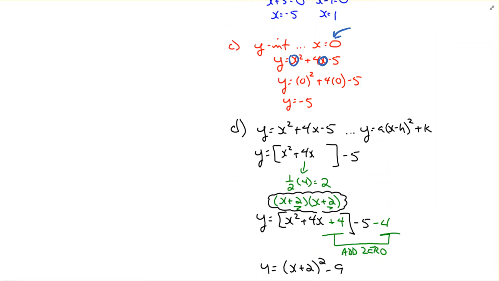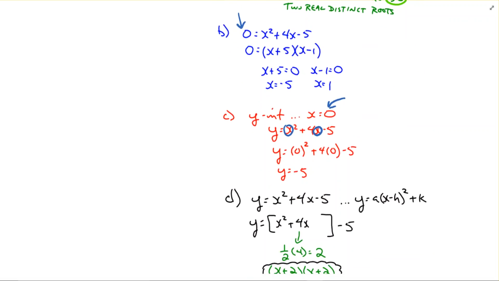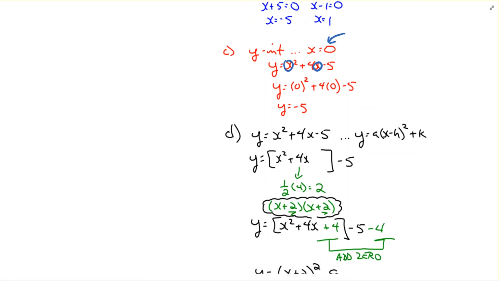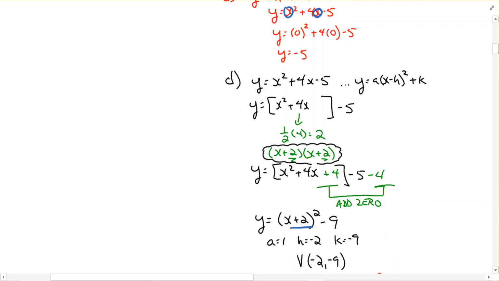Okay, D, find the coordinates of the vertex. If we're going to do that, we need to put it into vertex form. The way we do that is kind of like what we've done up here, right? Just completing the square like we've done before. So that ends up being plus 2, and since we added 4 to make that a perfect square, we had to subtract 4, which gave us negative 5 minus 4, which was negative 9.